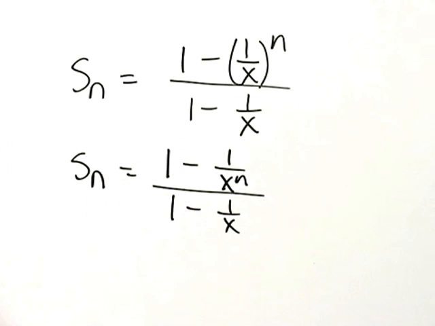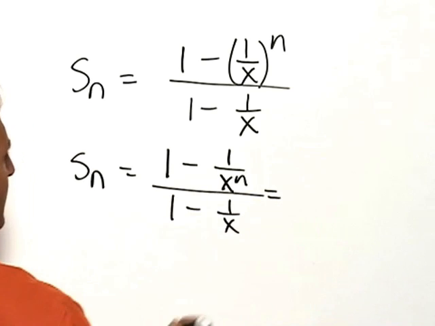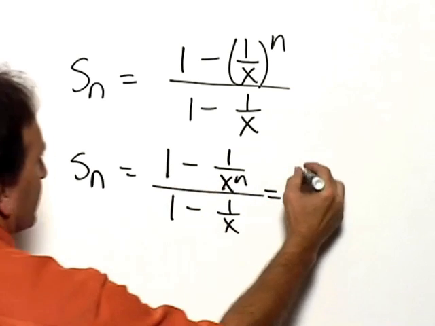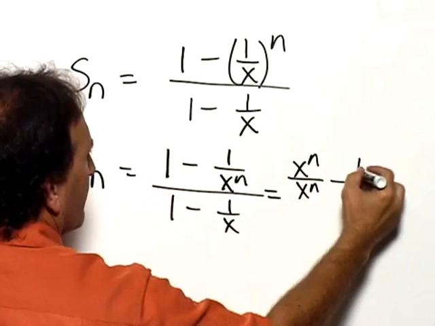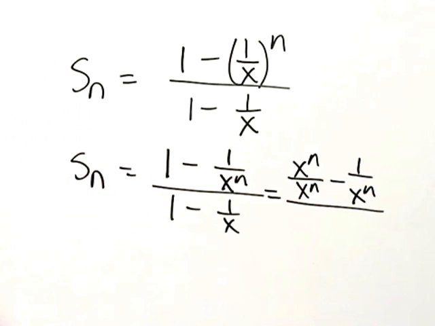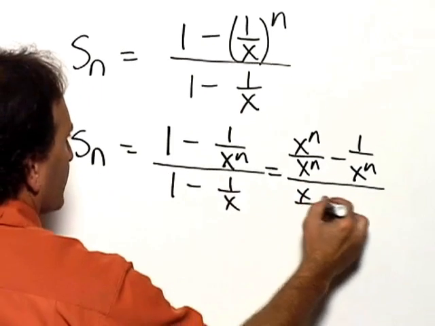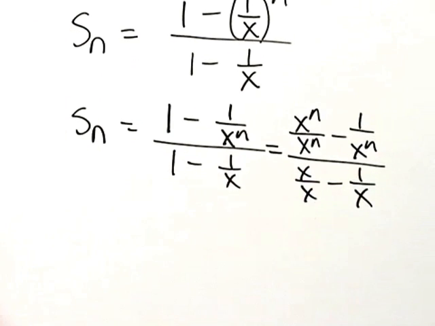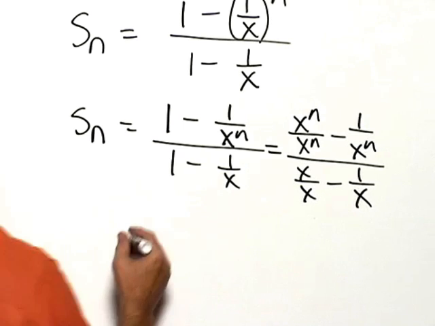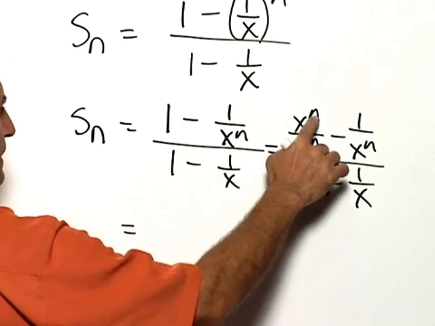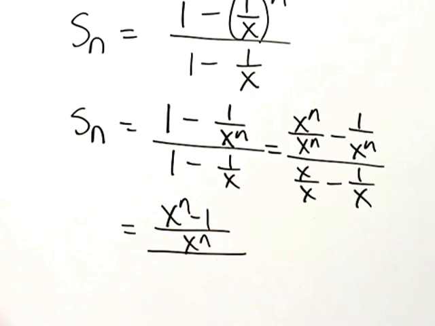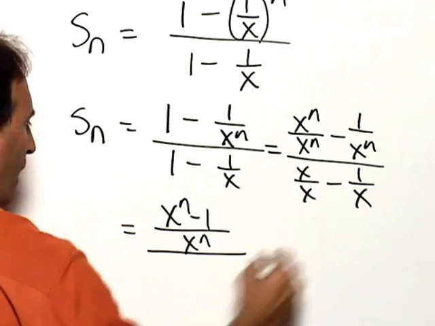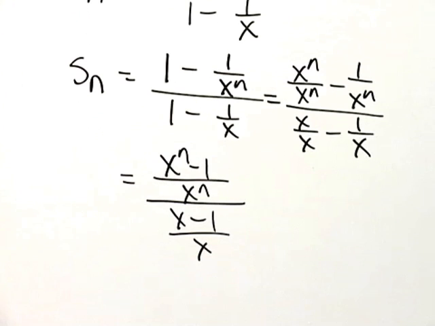Now let's combine the numerator and then combine the denominator. To do that, we have to have a denominator of x to the n. So this would be x to the n over x to the n, that's the 1, and then minus 1 over x to the n. Similarly here, this 1 we would write as x over x, and then minus 1 over x. We can now combine them since they have the same denominators. That is x to the n minus 1 over x to the n, all divided by x minus 1 over x.